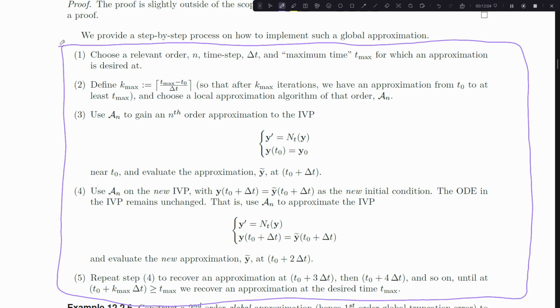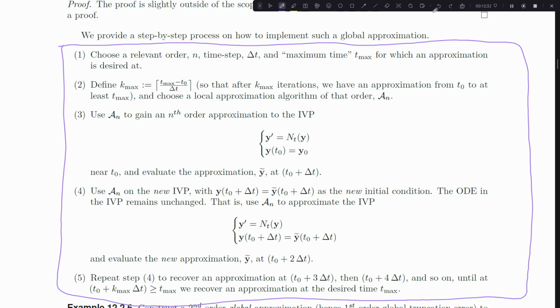Step 2, we're going to define k max to be the difference in time divided by delta t, because we're thinking in our heads this is the total number of iterations that we're going to have to run through to get an approximation starting at t0 and ending at least at t max. We also will have to choose an approximation of the order n, which we came up with in step 1. Let's call that script A sub n.